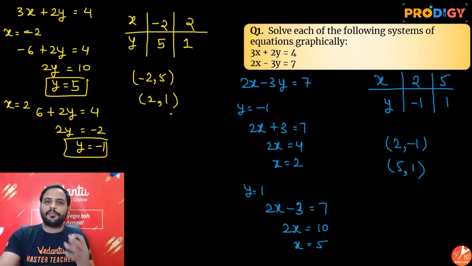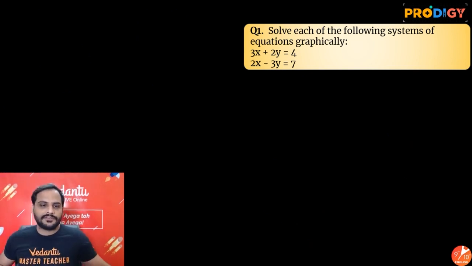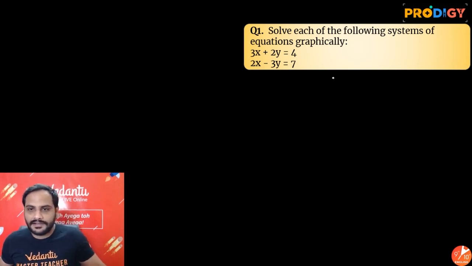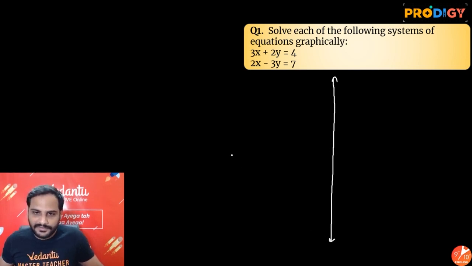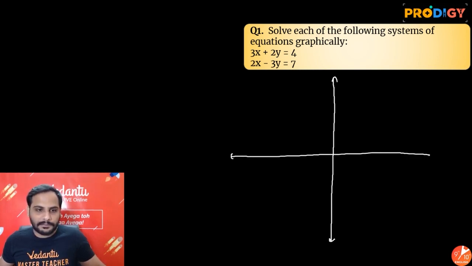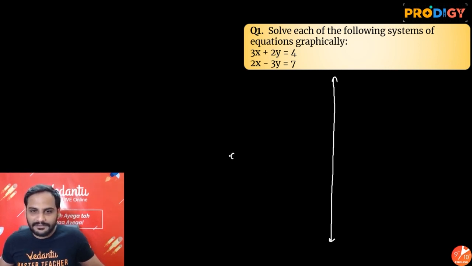Let's plot these points on the graph. I will try to make it as practical and accurate as possible, but since I am doing hand drawing, there might be some possibility that it goes wrong and the point of intersection isn't found correctly. But we'll be in the range, and we'll be able to guess what our solution will be.